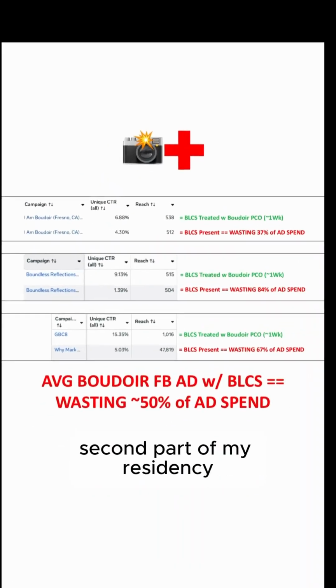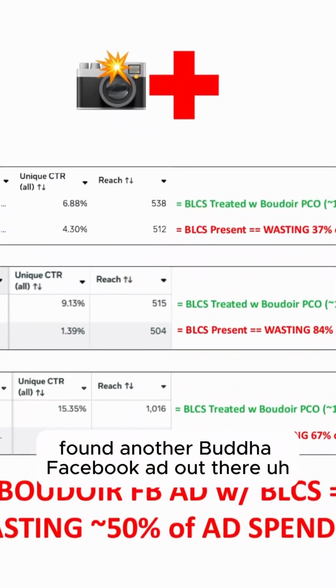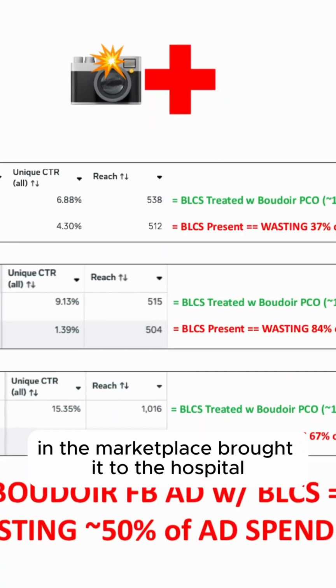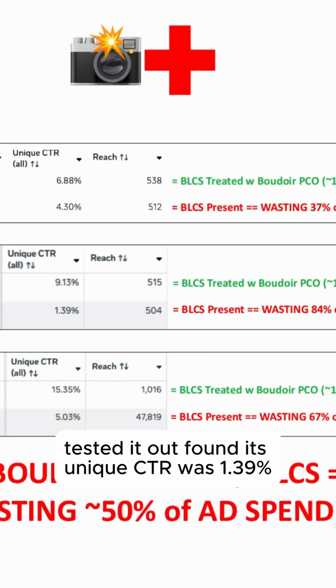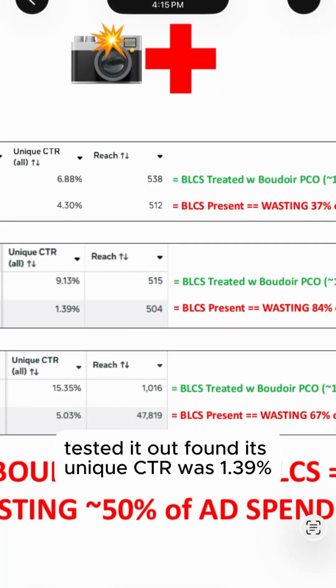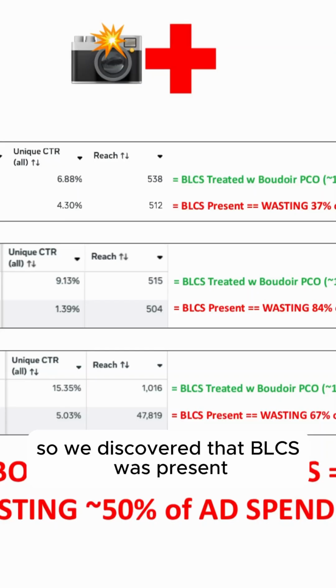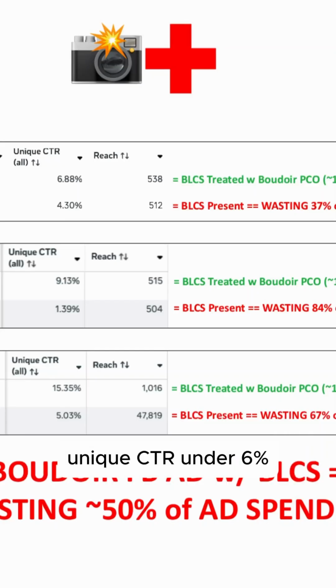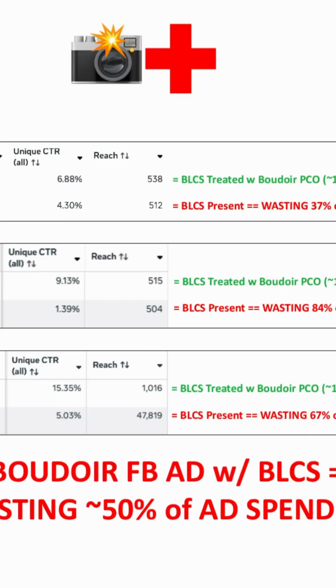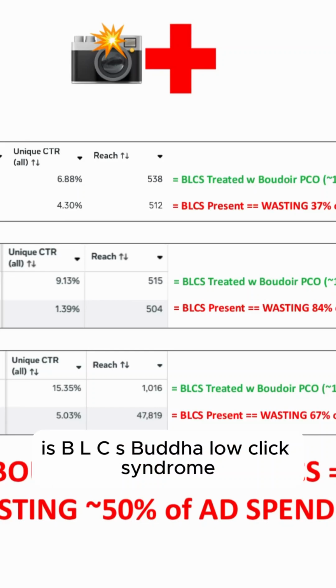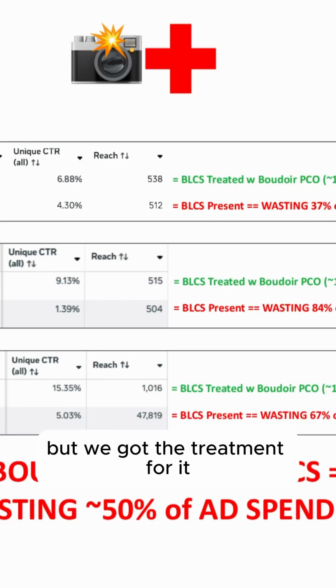All right, second part of my residency, I found another Boudoir Facebook ad out there in the marketplace, brought it to the hospital, tested it out, and found its unique CTR was 1.39%. So we discovered that BLCS was present. Unique CTR under 6% is BLCS, Boudoir low click syndrome, but we got the treatment for it.